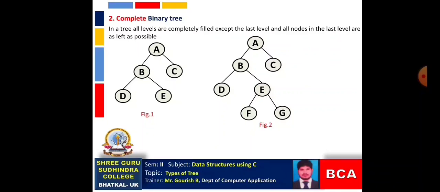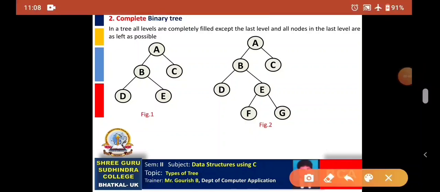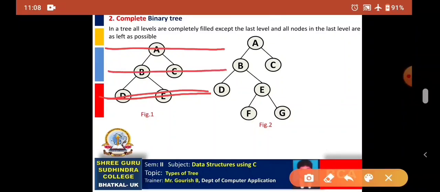So here, complete binary tree means what? All the levels are completely filled except the last level, right? In figure 1, the last level means the second level, level 2. There are two nodes, D and E, right? This is the last level. Now, the remaining levels should be completely filled, right? First one is completely filled, only one node, which is having two children, right? This is also completely filled. Now, this last level is not completed, right?